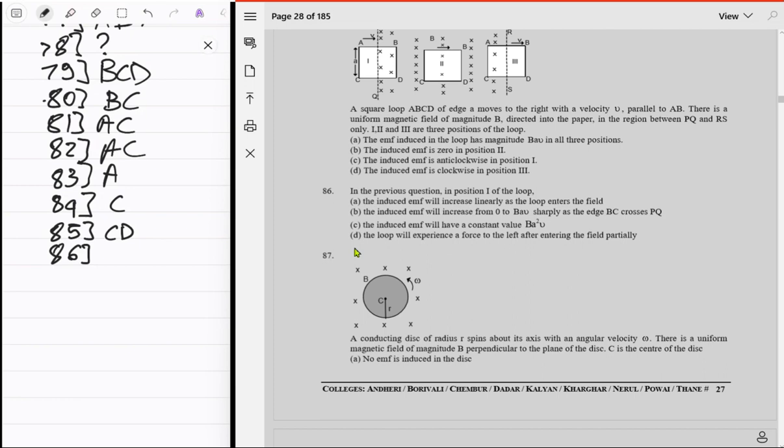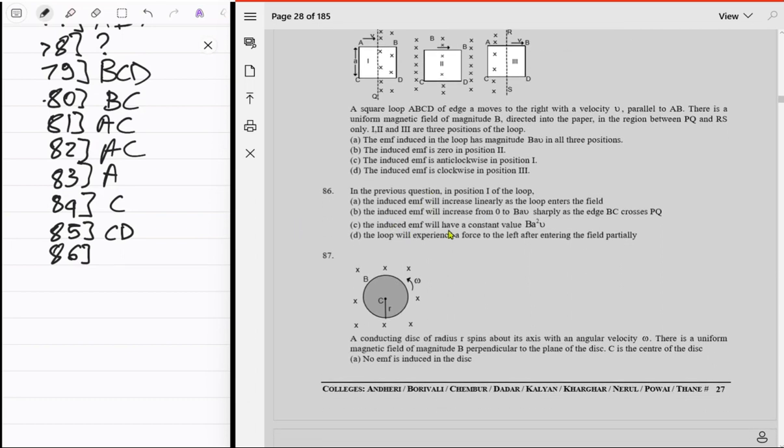BC कौन सी edge है? हाँ, position 1 of the loop, it should be BD. चलो ठीक है, I think इन लोगों ने C और D change कर दिया लगता है गलती से. This should have been C and this should have been D, जो भी है. Okay, so it will sharply increase. Yes, okay, so probably B is correct.